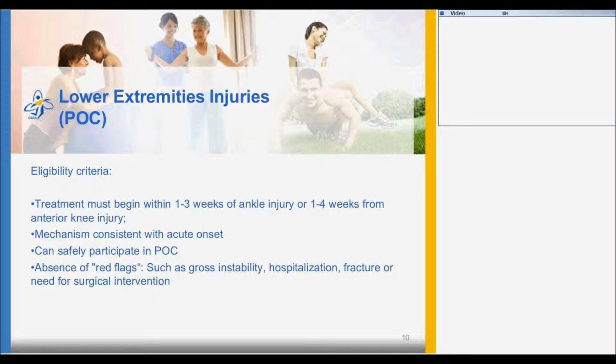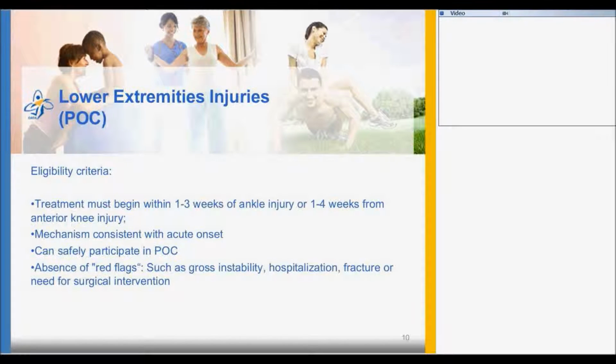In order for a patient to be included as a case for the demonstration project, there are several criteria that need to be met. Treatment must be initiated within 3 weeks or 21 days of an ankle injury, or within 4 weeks or 28 days of an anterior knee injury. The patient must be diagnosed with one of the earlier mentioned conditions by a physician, athletic therapist, or other medical practitioner. They must have a mechanism that is consistent with an acute onset, and the patient must be able to safely participate in the treatment approaches described in the POC. They must not present with any evidence of red flags.